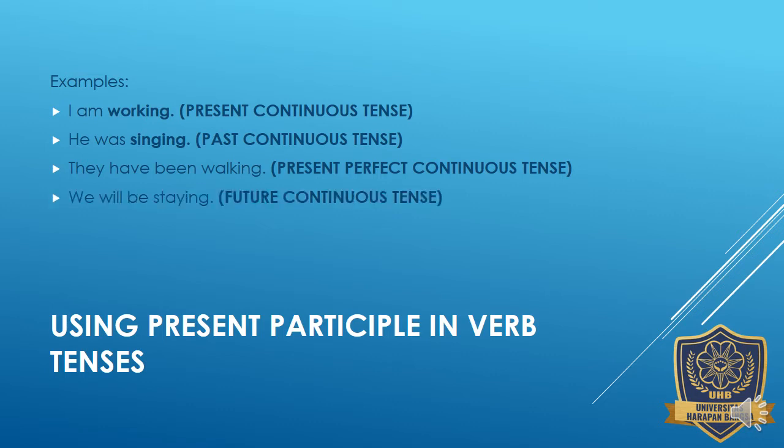We will be staying. Future continuous tense. We, subject, will, auxiliary verb, be plus staying, verb-ing. She would have been expecting me. Past future perfect continuous tense.